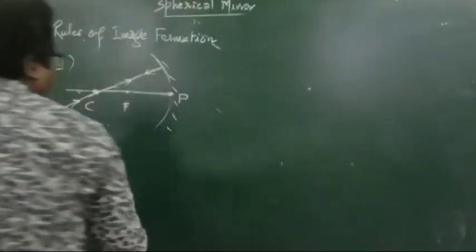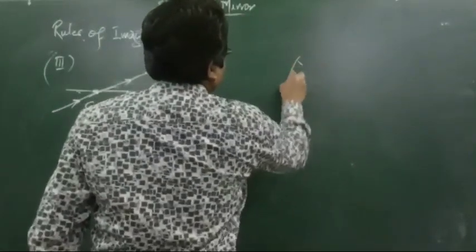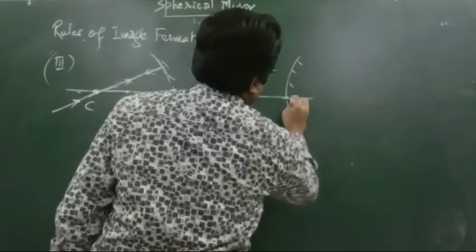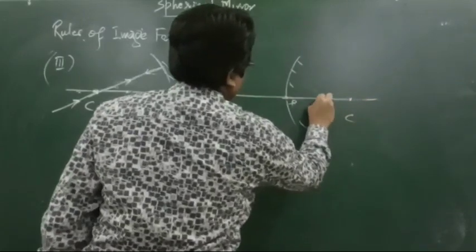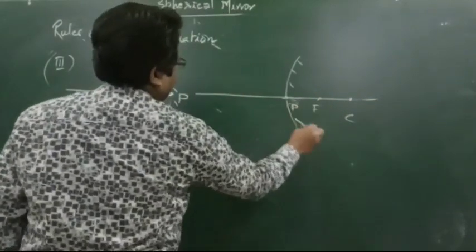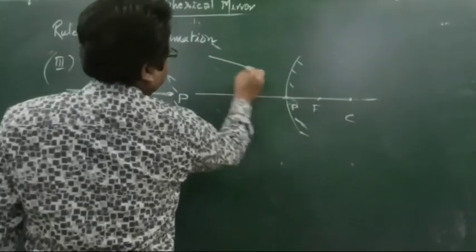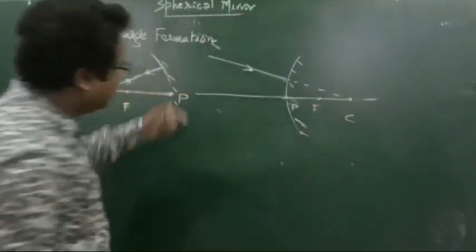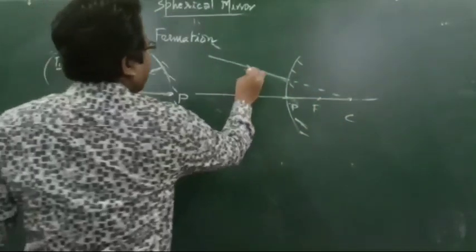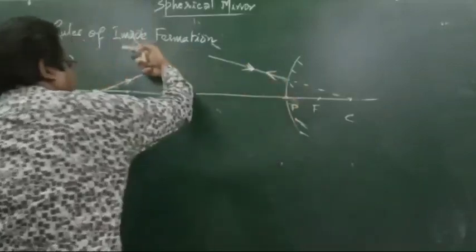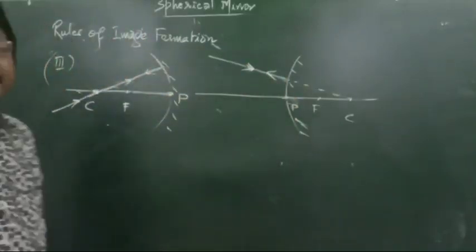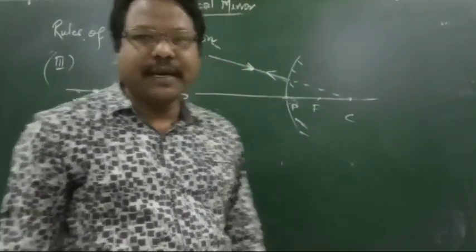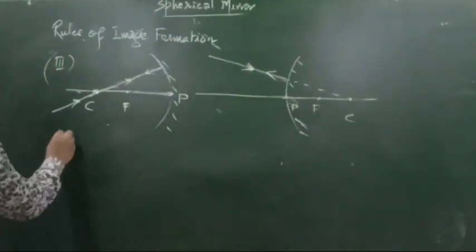In the same way, if I draw a convex mirror here, the case will be the same. If a ray is incident towards the center of curvature, then here also the ray will retrace its path. It will return back along the same path. You got the point? Is that clear?